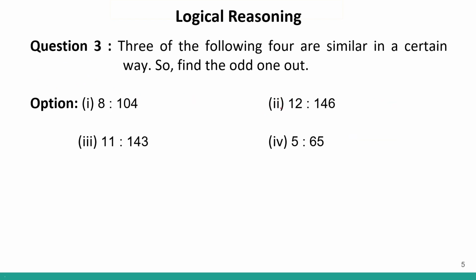Now, question number 3. Again 4 options are given and we have to find the one which is odd one out. So if I look over here, 8 and 104, 12 and 146, 11 and 143 and 5 and 65. So here I can see there's a simple multiplication of 13. 5 into 13 will give me 65. Here also I can see there's a simple multiplication of 13. 13 into 8 will give me 104. Here also I can see there's a simple multiplication of 13.